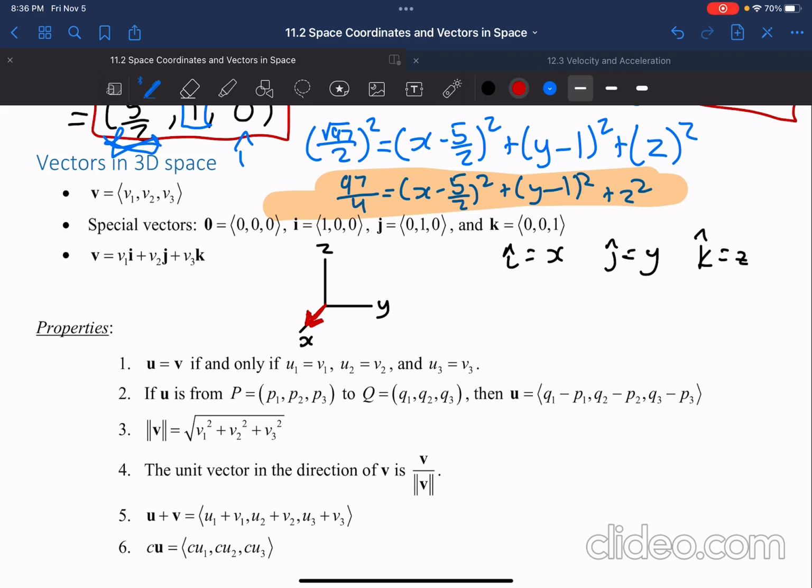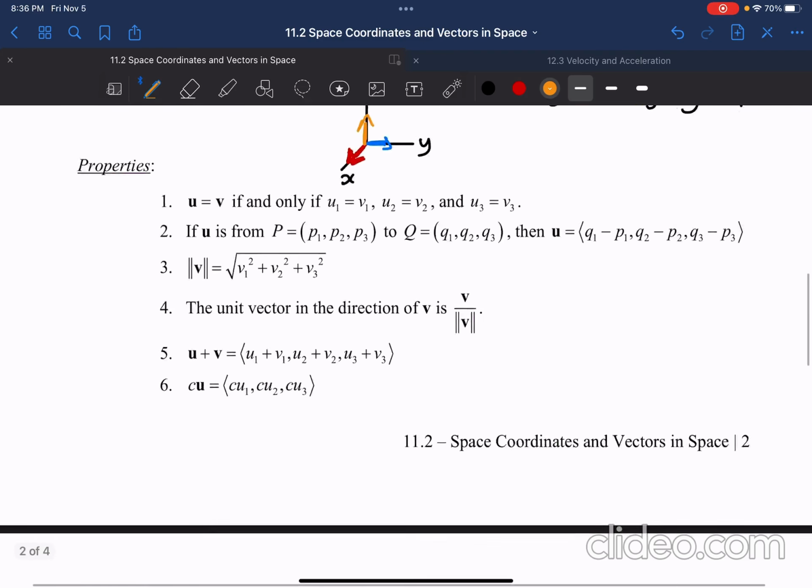Okay, so red is the i vector, and then the j vector would be <0, 1, 0>, which is in this direction. And then here, let's make this in a different color. The k vector would be up here, <0, 0, 1>. Okay.